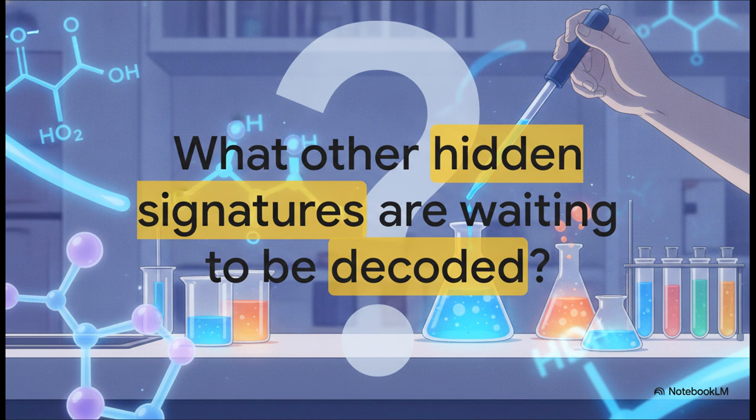So I leave you with this thought. If a simple titration can perfectly map the hidden molecular identity of an oil, what other microscopic chemical signatures are sitting in your kitchen right now, just waiting to be decoded?